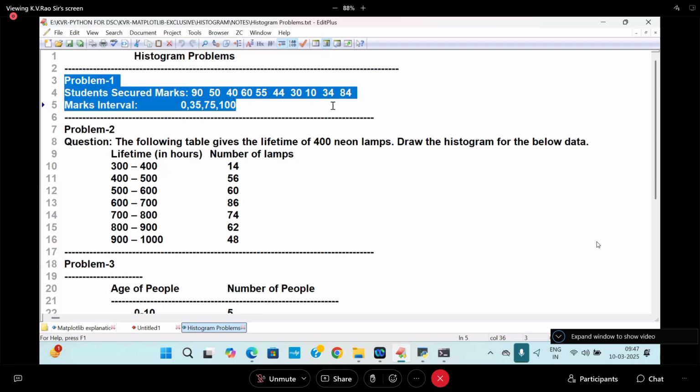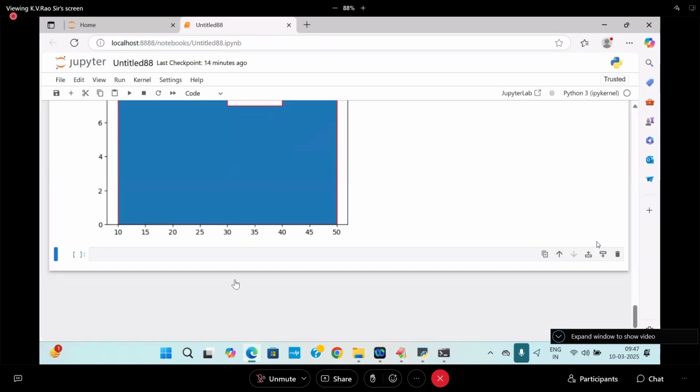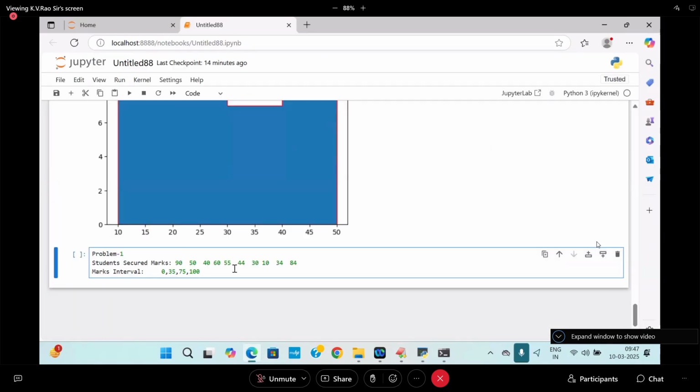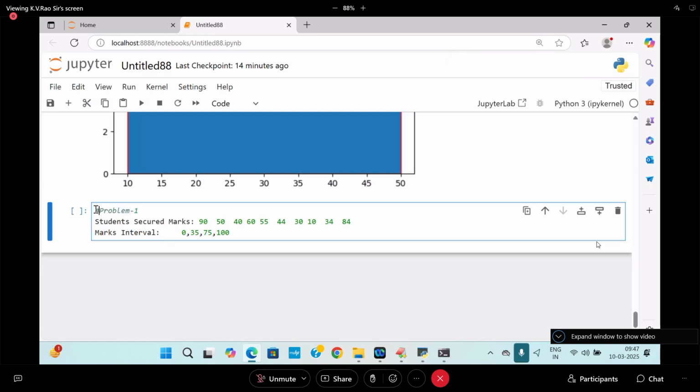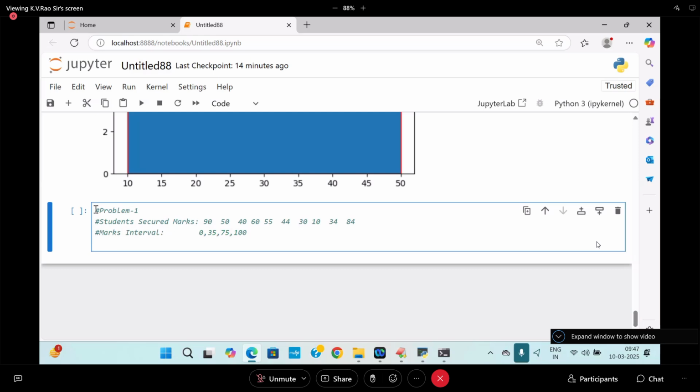You can mention it. How do I go for it? Problem number one. Come on, start with it. Problem number one. How do you represent it, students? How many ways are there to do it?